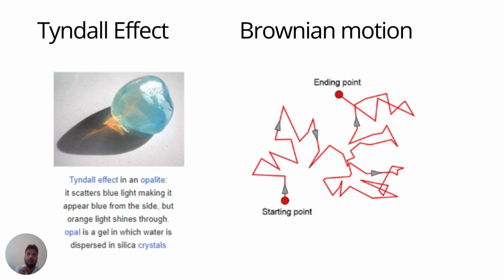And another property of colloids is Brownian motion. When colloid particles keep moving randomly in all directions, that's called Brownian motion. You must have noticed Brownian motion when there is sun, and in the sun you see the dust particles moving. So that's an example of Brownian motion.